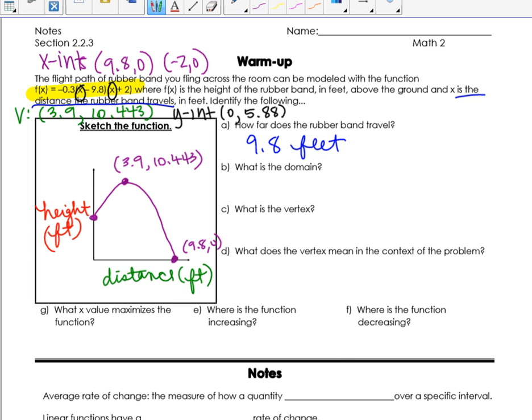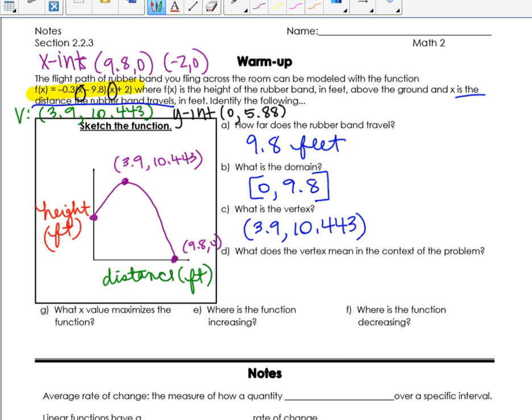Okay. What's the domain? Well, the domain is your x. It's how far it's traveling. So that's going to start at 0. 0 means you're holding on to it. And it lands on the ground at 9.8 feet. That's going to be included because it is actually the end of the graph. Okay, that's not like increasing and decreasing, where you don't include it because it's not a max or min. Our vertex, we already did the work for. That's (3.9, 10.443).